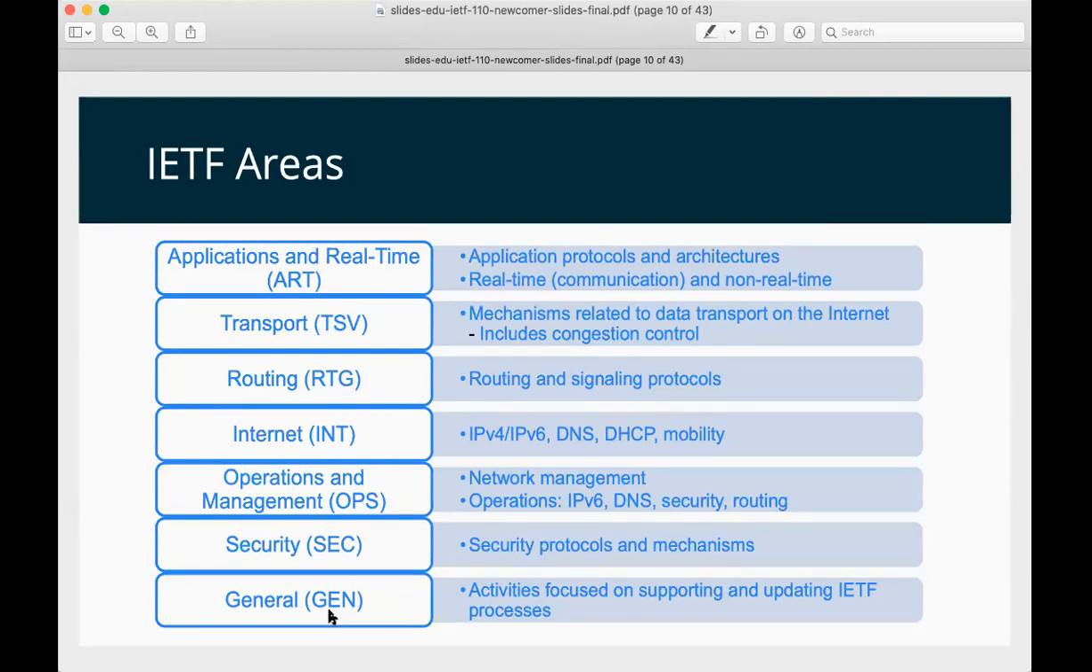The general area is all of the things that are not covered by those other six areas. So it's primarily IETF processes, rules, operational type questions, of how we operate and how we collaborate together. Those are general area working groups.